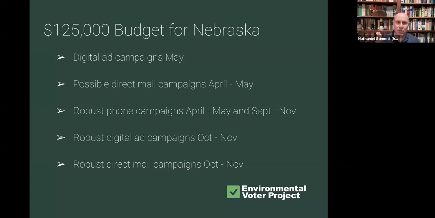dozens of studies show that if you get someone to vote for the first time, it then becomes so much more likely that they're going to vote again. Voting is a potentially sticky, habitual behavior.